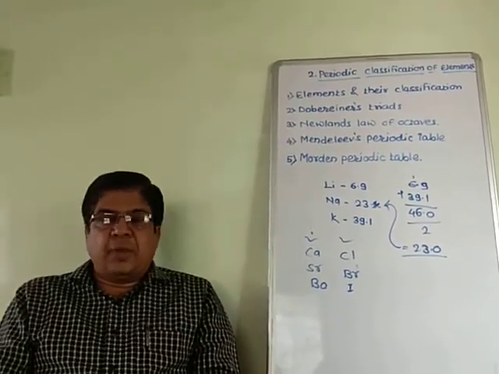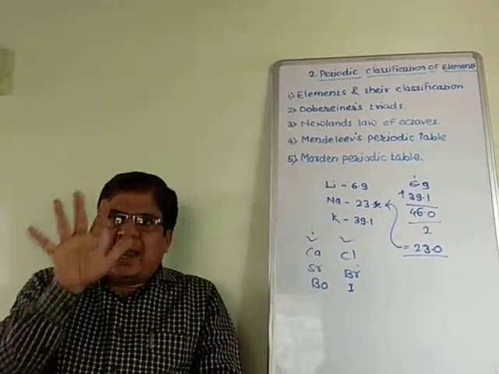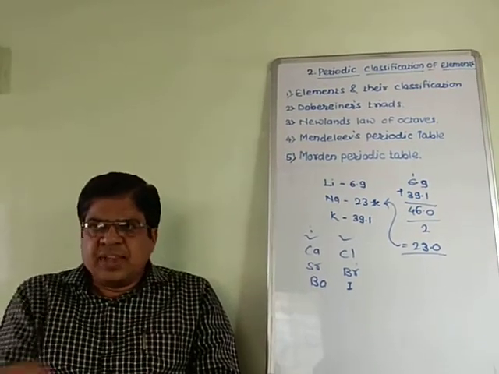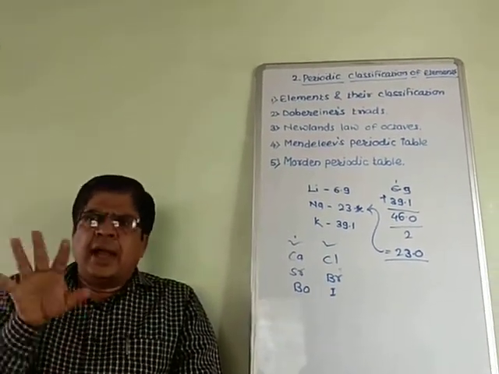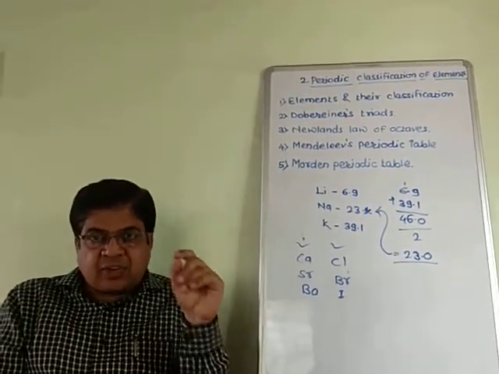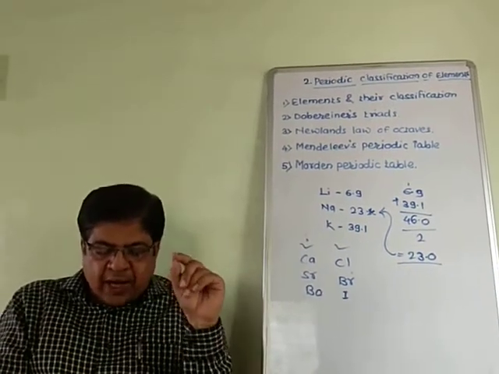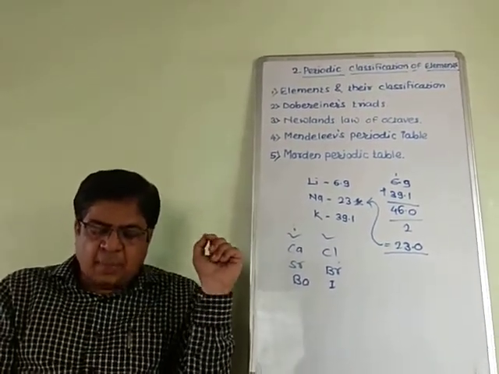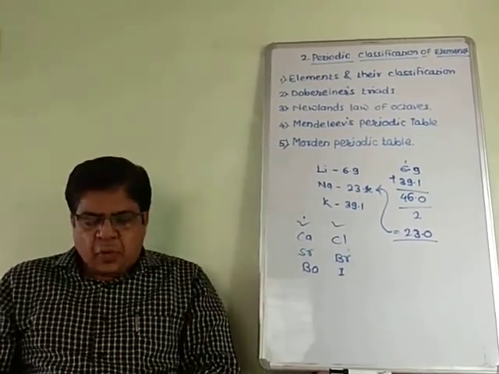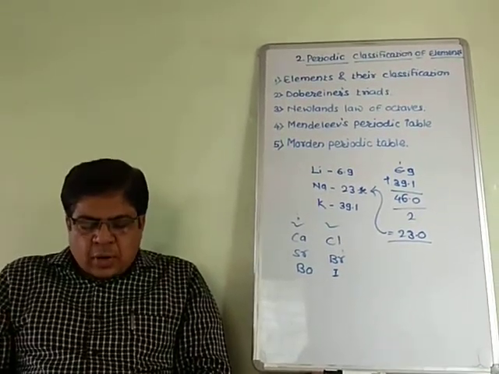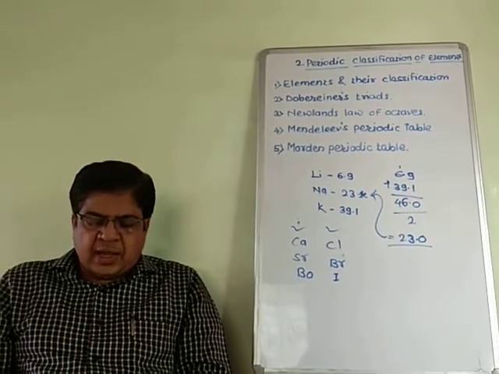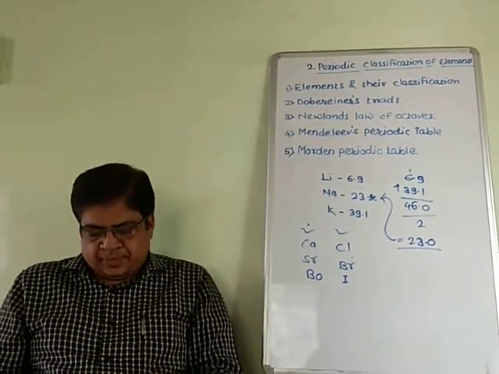Characteristics of groups and periods. There are 18 groups and 7 periods. 7 periods means horizontal lines and 18 groups means vertical columns. The characteristics of groups and periods in the modern periodic table are because of the electronic configuration of elements, which decides the groups and the periods in which they are placed.